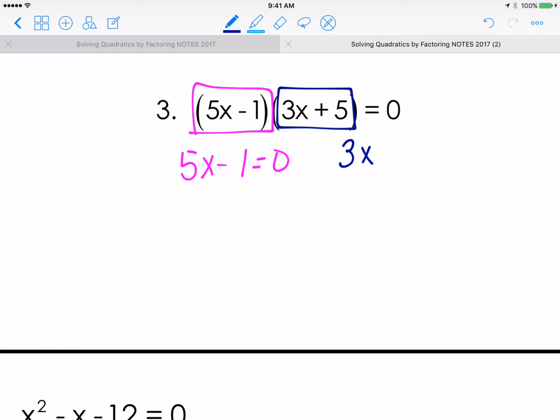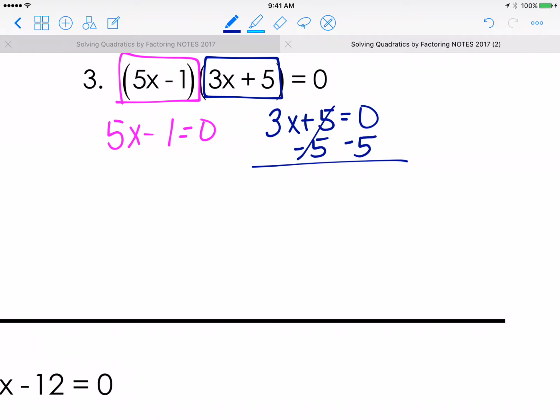And 3x plus 5 equals 0. I'm just going to stay with the 3x plus 5 just because my pen's already in blue. So we're going to subtract over our 5, and 3x is equal to negative 5. Now we divide by 3. We get x is equal to negative 5 thirds.